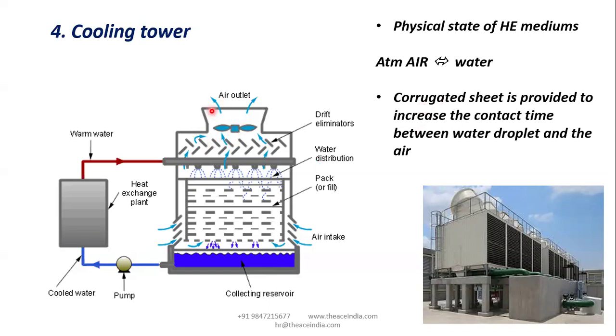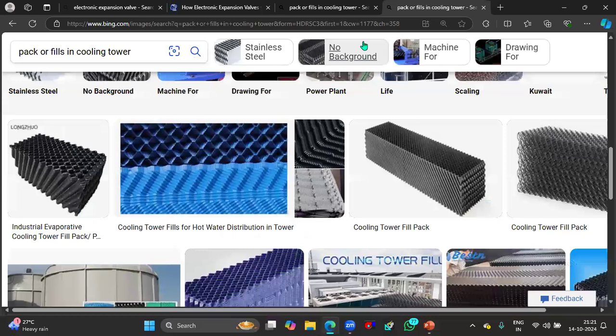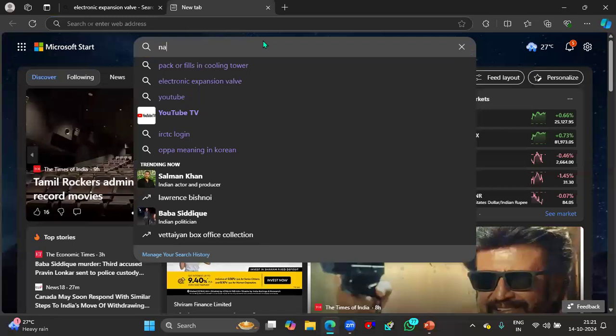So if you are placing a fan, that is meant to be an induced draft. That's it. There is no fan. That is meant to be a natural draft cooling tower. So I will show the natural draft cooling tower picture. You might have seen these in games also, some kind of PUBG, I hope so. But I show this one, natural draft.